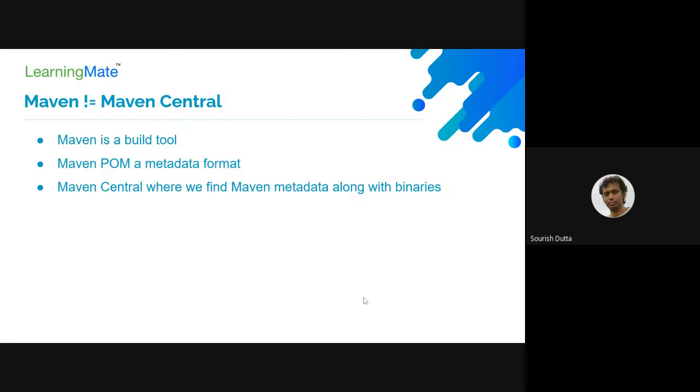But Maven is not Maven Central. Maven means it's only a build tool. Okay. And the Maven POM is basically a metadata model. We just type that, okay, this is my artifact. What is the artifact group name? What is the artifact name? What is the artifact version? Okay, etc. Details they provide. Maven Central is basically a repository where this POM along with the jar files reside.